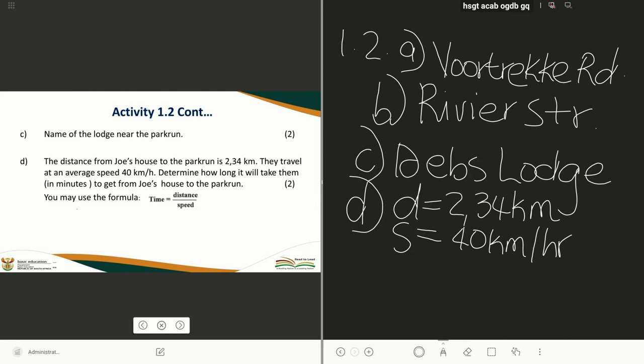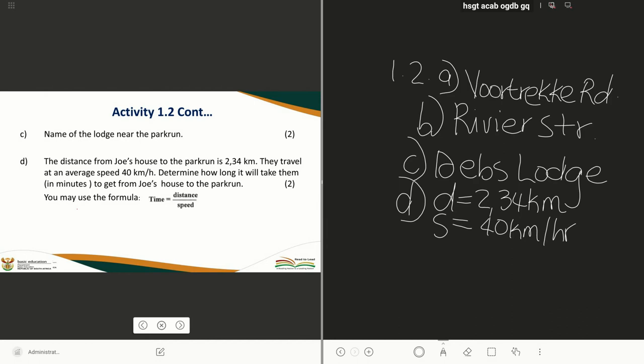Determine how long it will take them in minutes to get from Joe's house to the park run. Well, immediately when they say how long, they're talking about time. It means they want us to calculate time, and our time must be in minutes. So they've already given us the formula. We are given the formula, so this one is nice and straightforward. The formula that is given to us there: time is equal to distance over speed.